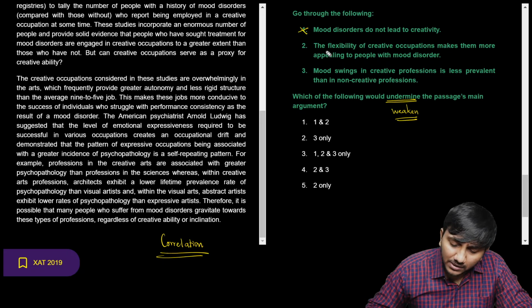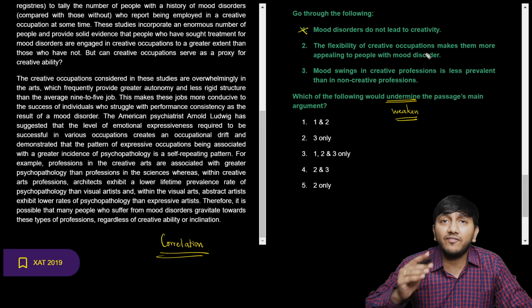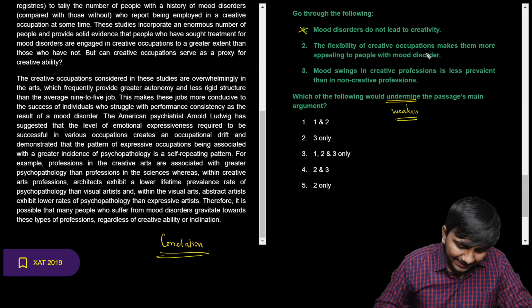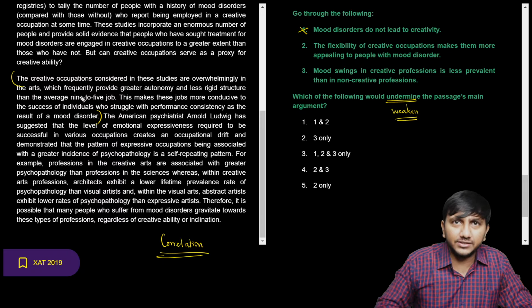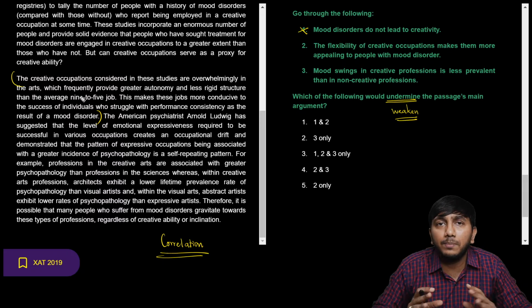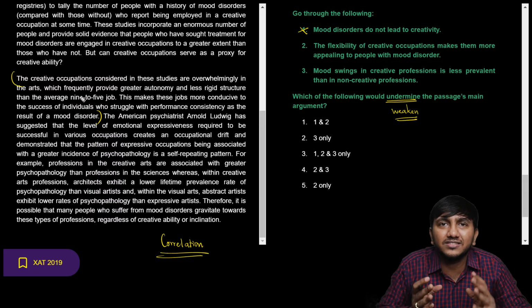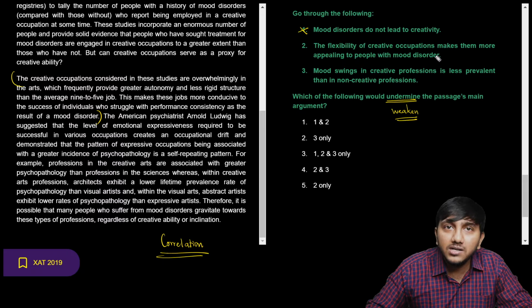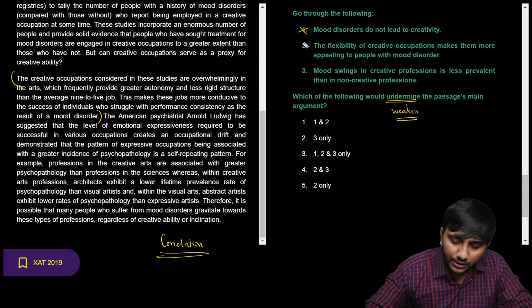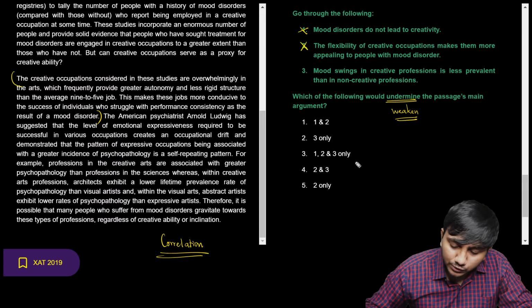Next, the flexibility of creative occupations makes them more appealing to people with mood disorders. That will in fact support, right? That's what is given here. This part of the passage says that people with mood disorders would not like to go for a strict 9 to 5 kind of job. So flexibility of creative occupations makes them more appealing to people with mood disorders will not undermine. It will in fact end up supporting what the author is saying. Let's look at the third one.